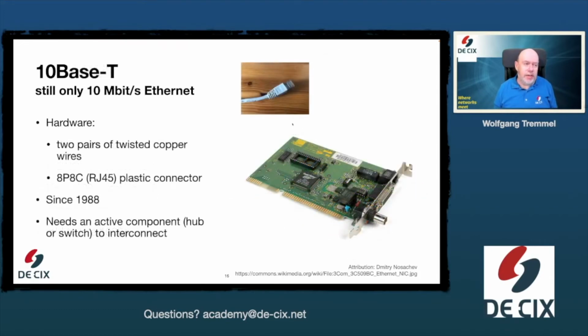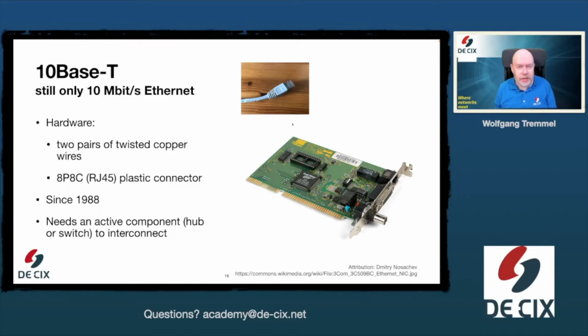Next version of Ethernet was called 10-base-T. It was still 10 megabit, but instead of a coax cable, they used these twisted pair cables. At the beginning, just with 4 wires, later with 8 wires. Since 1988, this slowly replaced the coax cable.